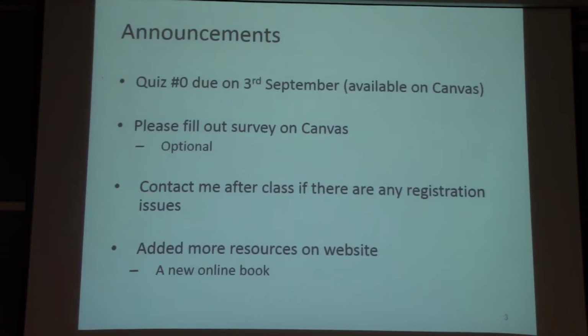I hope all registration issues have been fixed. Is there anyone who wants to be in the class and hasn't heard from me about this and hasn't been able to register? Okay, I'm assuming it's people who are coming late. So let's say that the registration is all fixed.